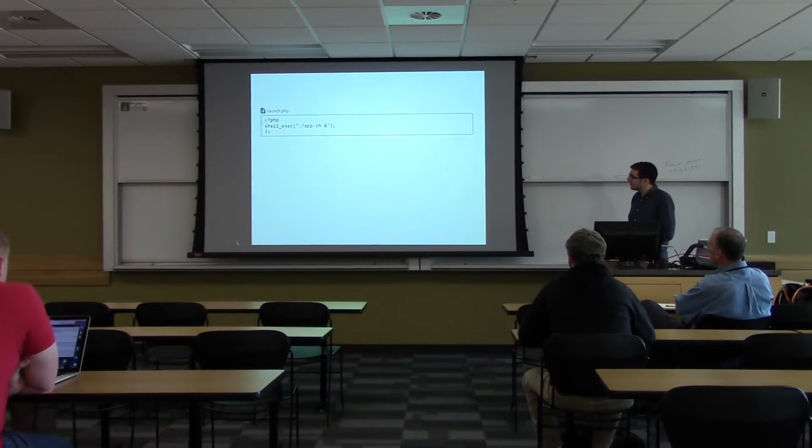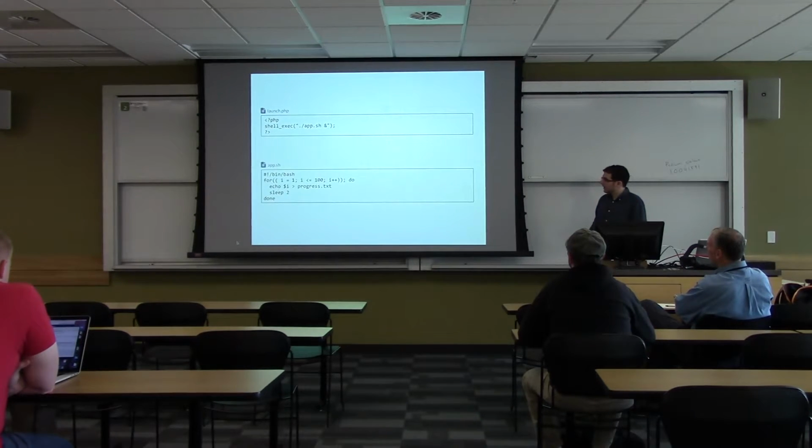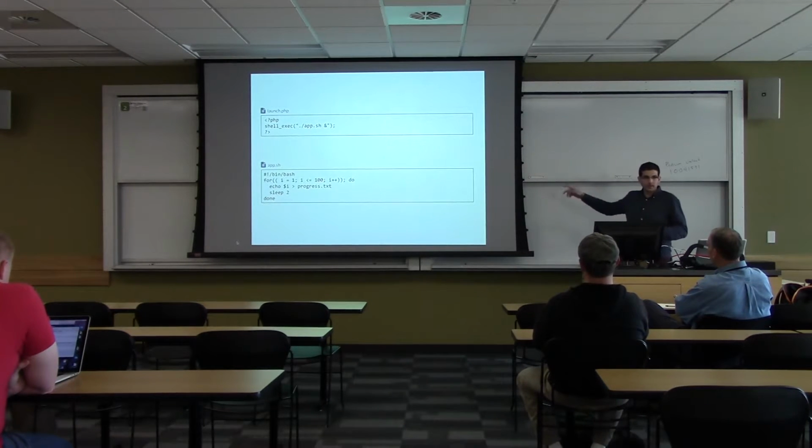So we'll start out by defining a script called launch. And all that launch does is it'll launch a command line program called app.sh in the background. And then app.sh is simply a loop in bash that loops from 1 to 100. And each time it loops, it will output the current value of i to a file called progress.txt. And then it will sleep for 2 seconds.